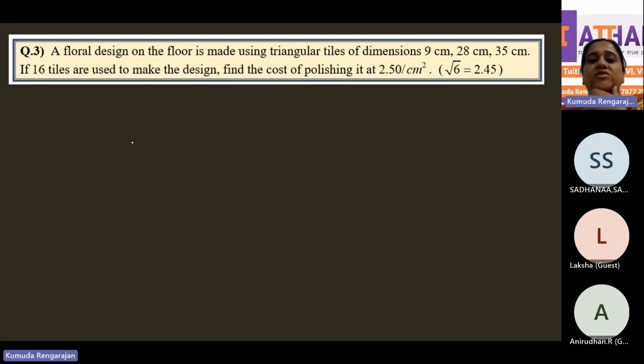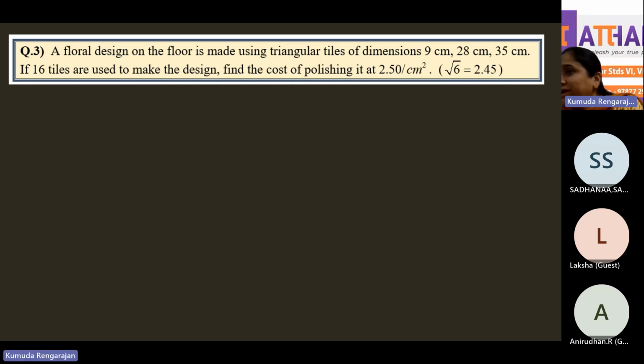A floral design on the floor is made using triangular tiles of dimensions. The three sides are given to you. If 16 tiles are used to make the design, not one triangle, 16 triangles, find the cost of polishing it at 2 rupees 50 paise per centimeter square. Very simple question. We have to find the area of one triangle, multiply that area by 16 to get the area of 16 triangles, and that is the area of the floral design.